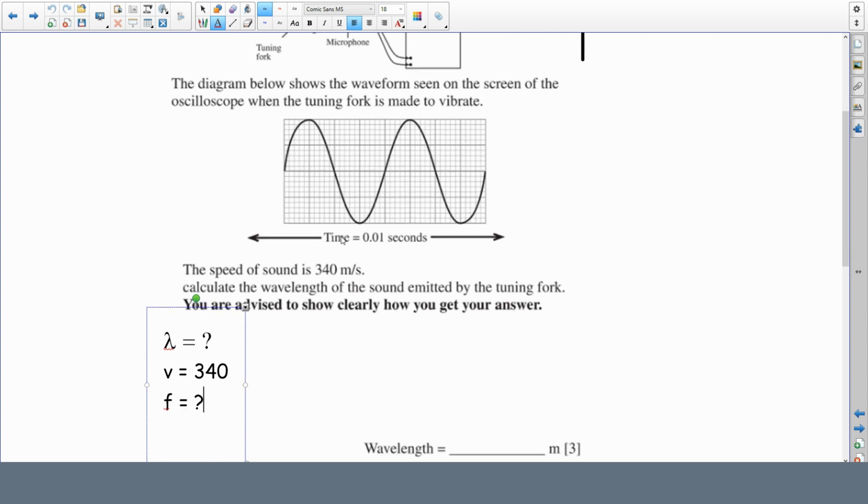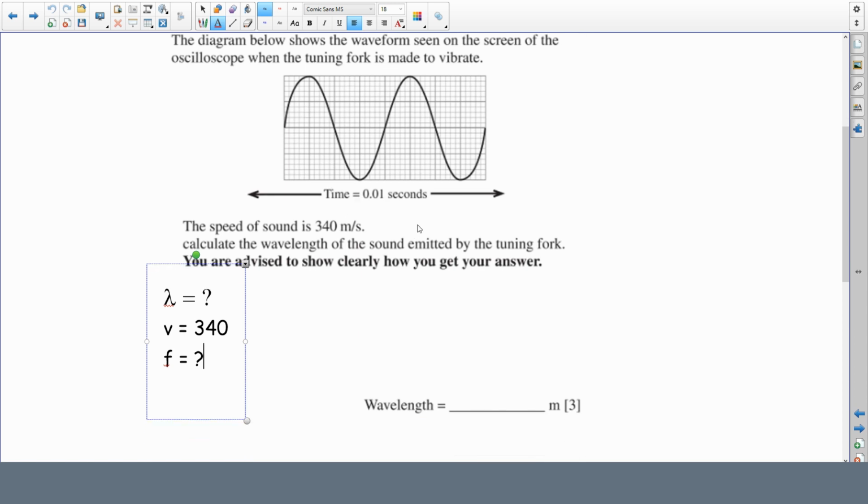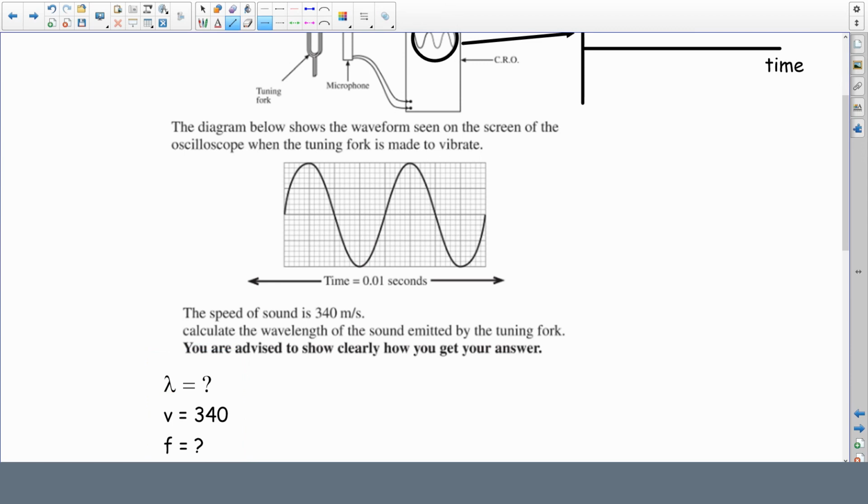Okie doke. So time of 0.01 seconds is going on here. So that's an interesting thing. So let's take a look out here. So we'll draw a little line off to the side. And the whole thing is 0.01 seconds. So how many waves do I actually have here? I go all the way up, all the way down, all the way back up. That's my first wave. All the way up, all the way down, and all the way up again. So I've got 2 full waves going on in there.